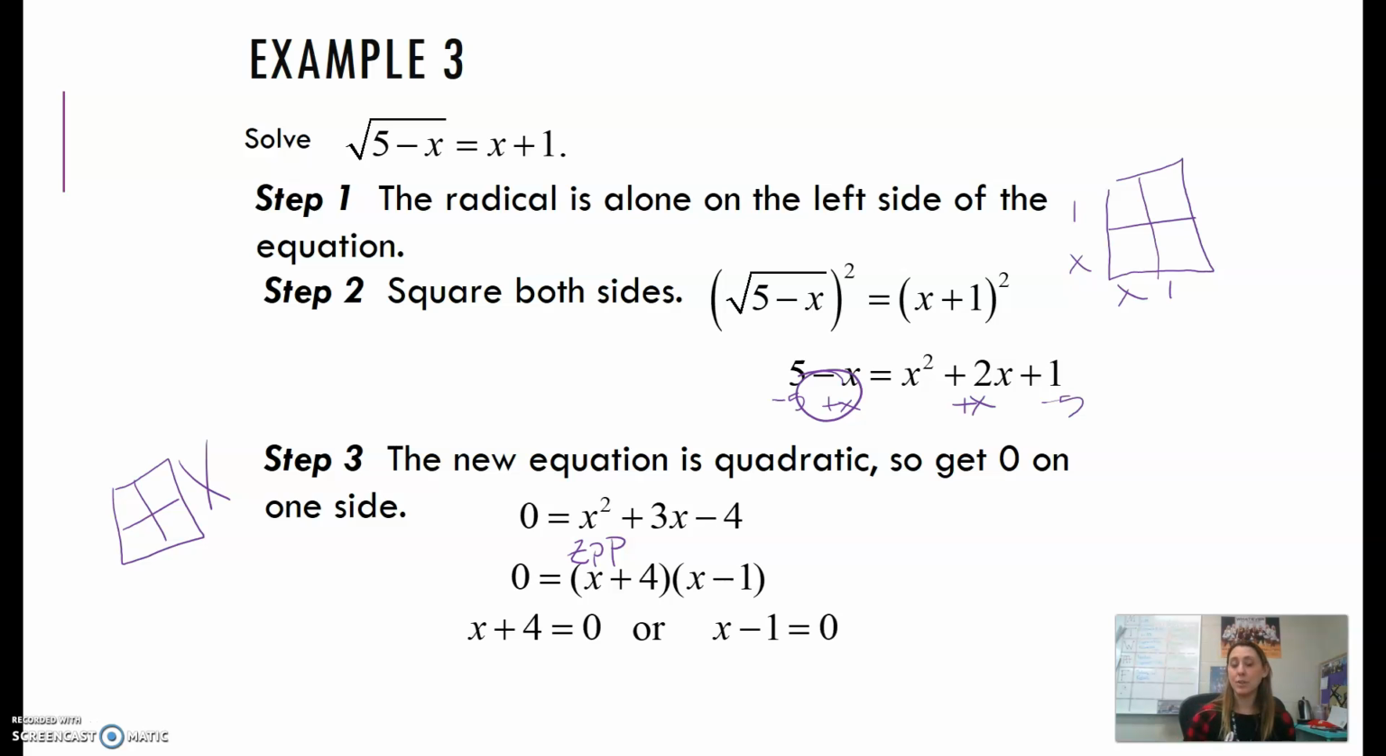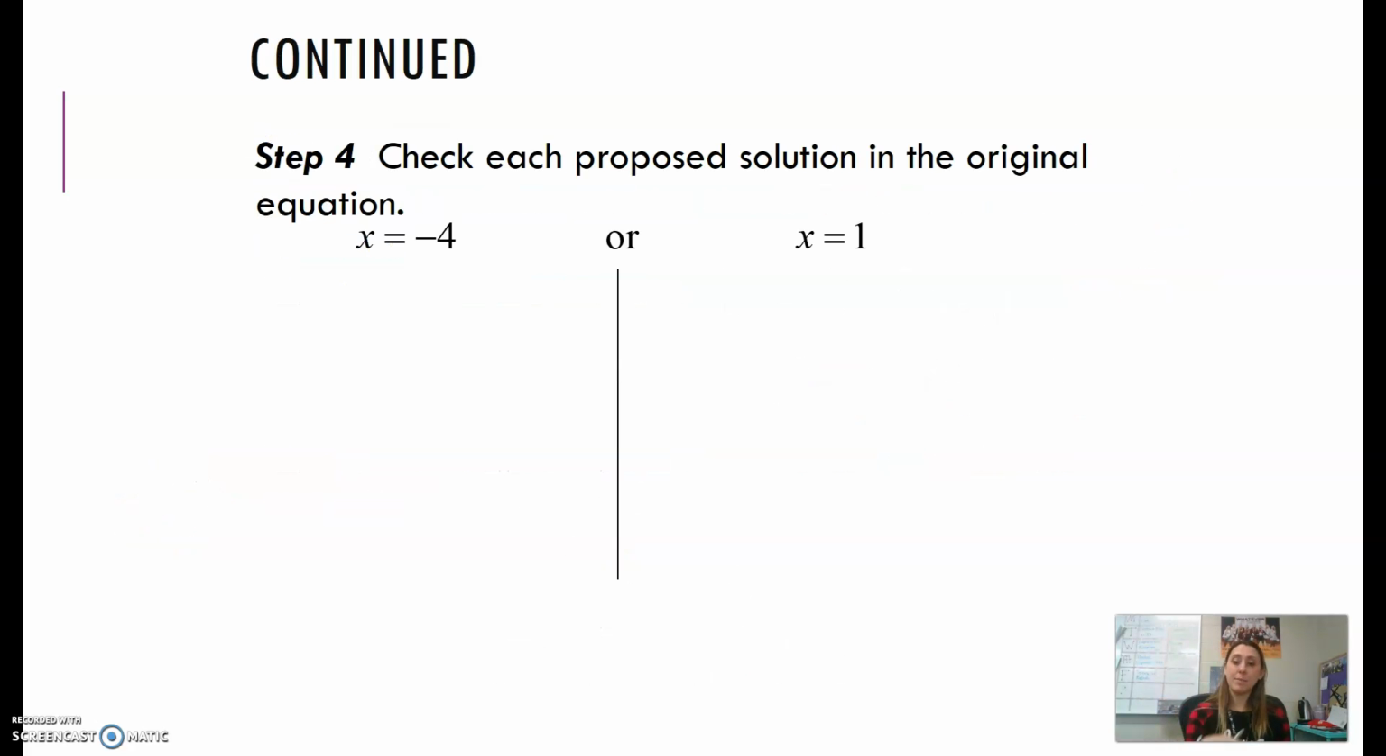So we set each one equal to 0. And then now we have two linears. So I'm going to subtract 4 from both sides, and I'm going to add 1 to both sides. Okay? Now I end up with x equals -4 or x equals 1. I'm not done. I have to plug both answers in. I'm going to check -4 first, and then I'm going to check 1. Everywhere I see an x in that original equation, I'm going to replace it with a -4.